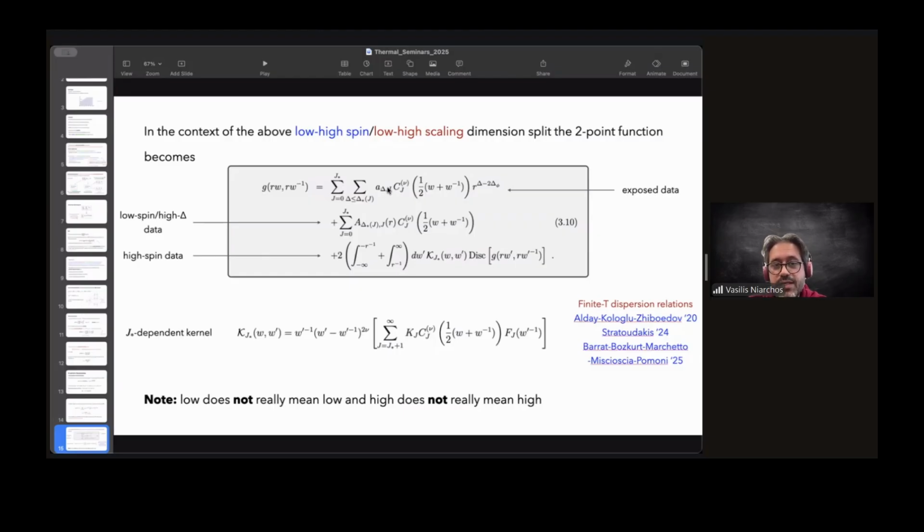And it's a finite number of numbers, CFT data. So this first term is what I call the exposed data. Now, the low spin high delta part, which is expressed in terms of the tails, is this one here. And you can see here how these functions A of R appear.